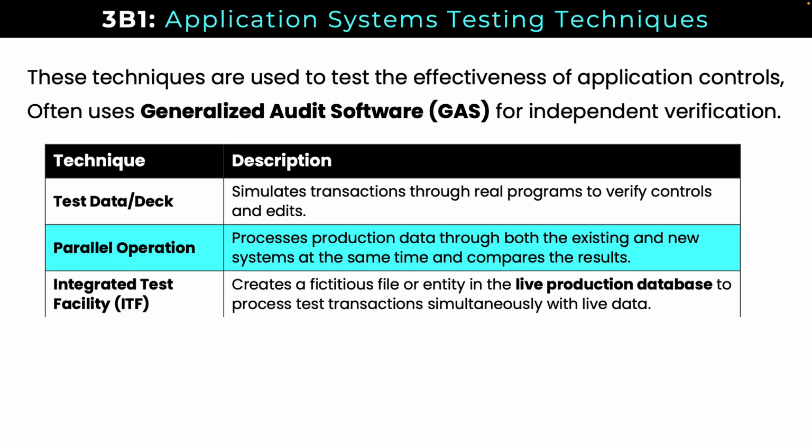Integrated test facility. This creates a fictitious file or entity in the live production database to process test transactions simultaneously with live data. So in the real world, for example, if we were looking at an airline ticket booking website, they may have a fictitious location so they can actually perform a synthetic transaction to make sure that the system is functional all the way to the back end, ensuring customers are able to purchase as they believe.